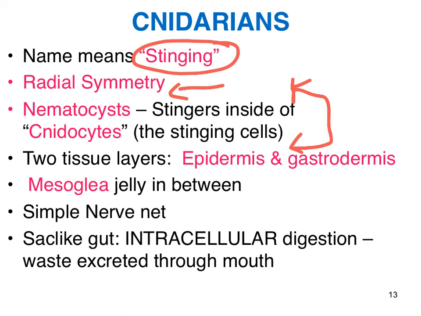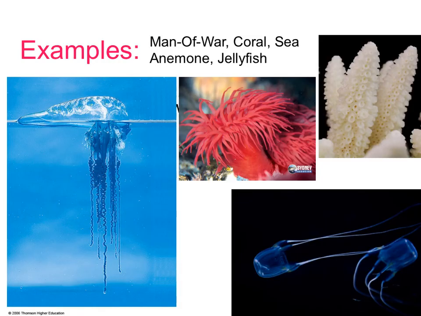They have 2 tissue layers, not like the higher order animals, which have 3, but they do have an epidermis and a gastrodermis with a layer of jelly in between called mesoglea. They have a very rudimentary nervous structure, and they still exhibit intracellular digestion. Here's some examples: the man of war, coral, sea anemones, and jellyfish are all examples of cnidarians.